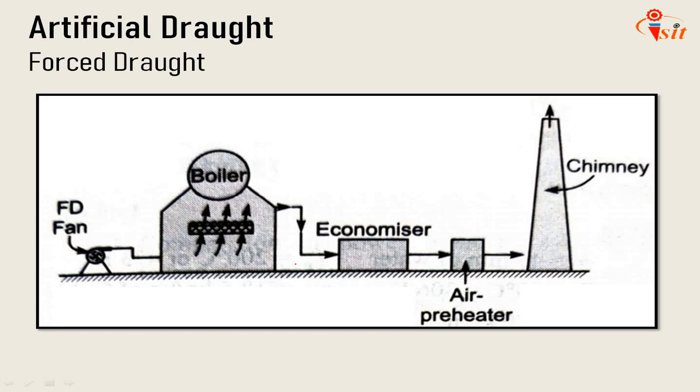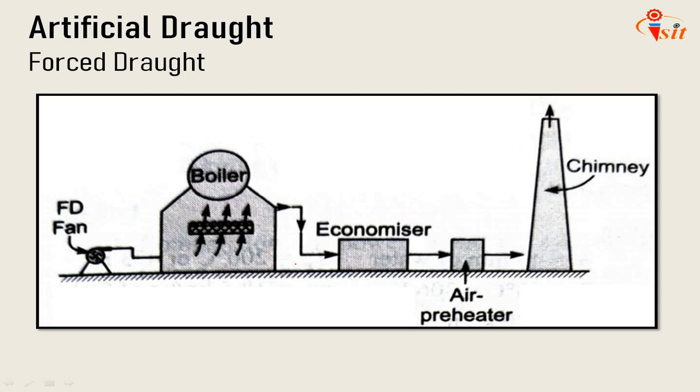Now, various types of artificial draught we have. In the boiler installation of today, the total static draught required may vary from 30 to 350 mm of water column. It may not be possible to build a chimney high enough to produce draught of such a large magnitude. So to meet this requirement, artificial draught system should be used.